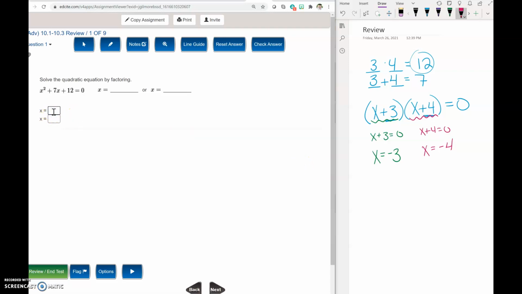And when you type those in here, just use the minus sign on your keyboard, no spaces. Negative 3, negative 4. It doesn't matter which you put in which box. It will accept either answer in either box.